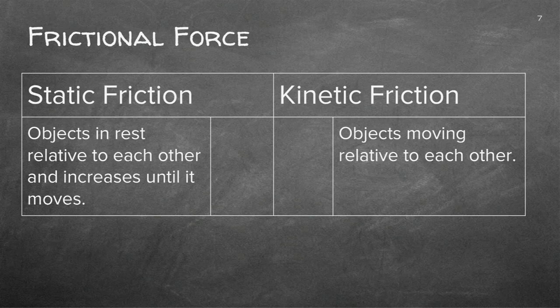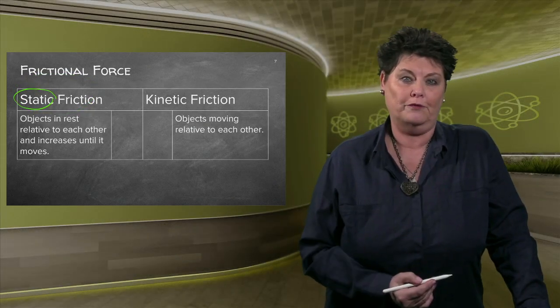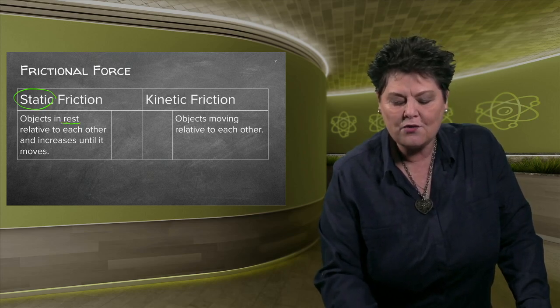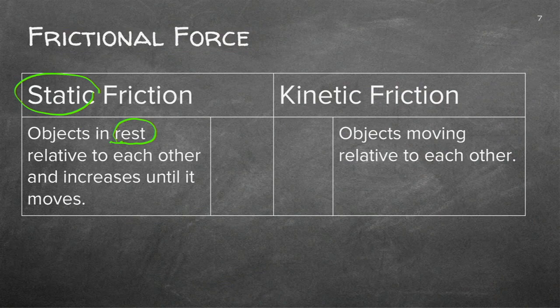We've got static friction. Now, what is something that's static? It's not moving. Static friction is when an object is in a resting position and it is increasing until it starts moving. So that's important. Static friction will increase as you push the car until it moves. So it's resisting and it's increasing all the time.